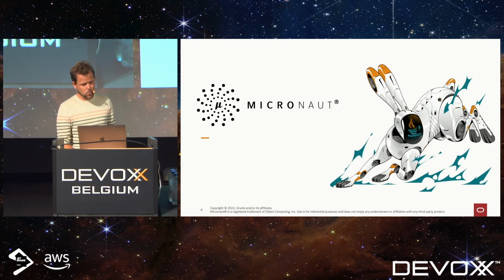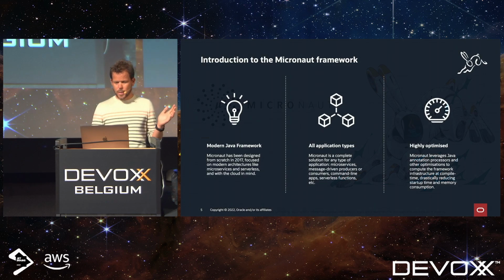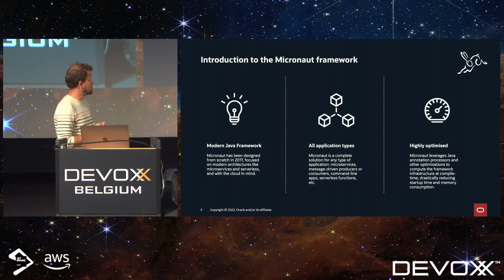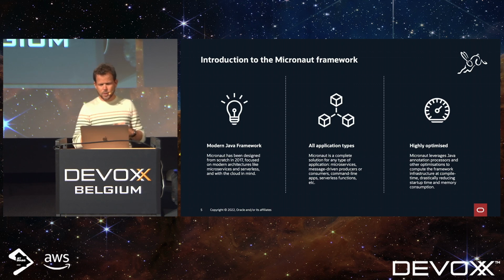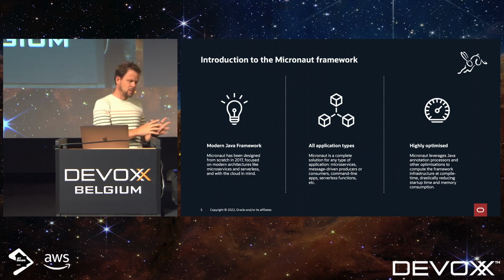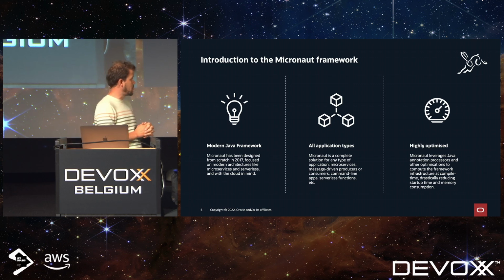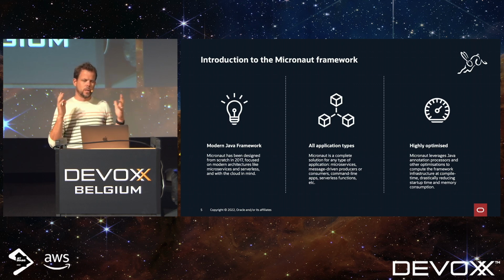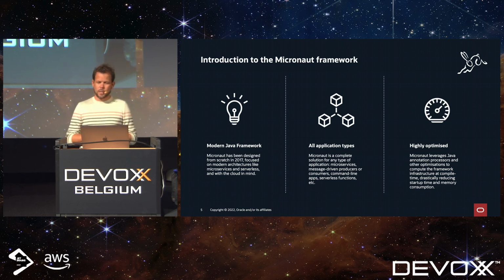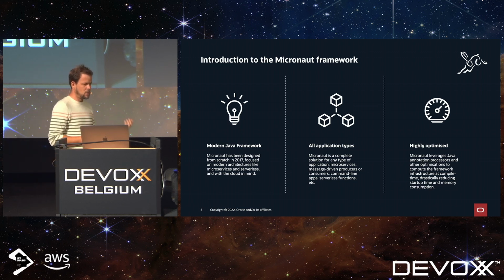But before we start, let's have a walkthrough of what Micronaut is and go through an introduction. The Micronaut framework is a relatively new modern Java framework that began back in 2017. We had the benefit of utilizing knowledge from 15 years of building Grails and Spring applications, and starting from scratch and thinking about how we can solve modern application development challenges, so microservices, serverless, and so forth.